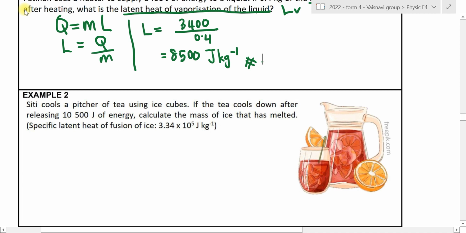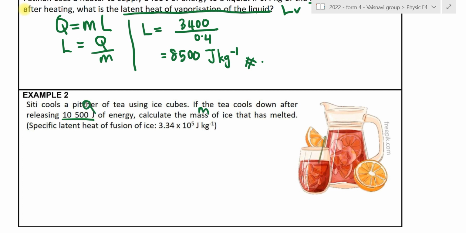Siti cools a pitcher of tea using ice cubes. If the tea cools down after releasing 10,500 joule, calculate the mass of the ice that has been melted. Mass, dia tanya mass sekarang.